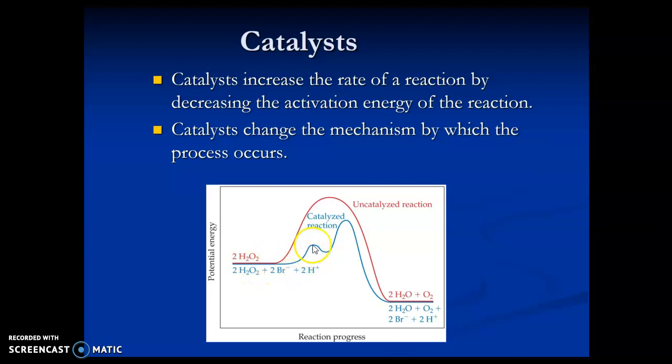So you see it creates two different paths here. So this is one path, this is two paths. So this is like two steps that are taking place. So it happens at less energy overall. And so I get more of the reactants to go over to make the products.